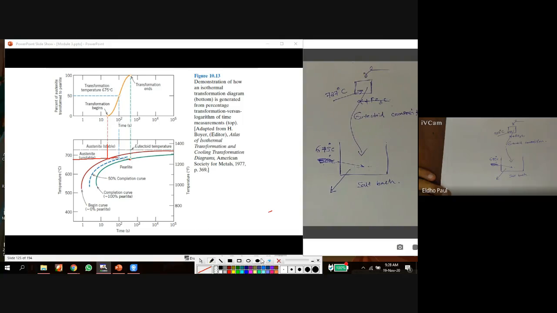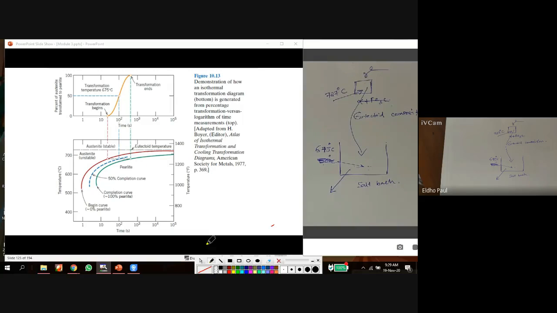So we got this line. This is the point of 100% austenite. This is the point of 50% austenite present. That means another 50% is converted into pearlite. Here in this region, 675, the conversion is into pearlite. Okay, so here 100% austenite, 0% pearlite. Here, 50% austenite, 50% pearlite. Here, 0% austenite, 100% pearlite. So the austenite conversion starts here and ends here. So we got this line.